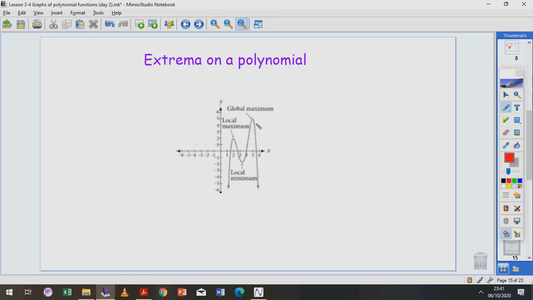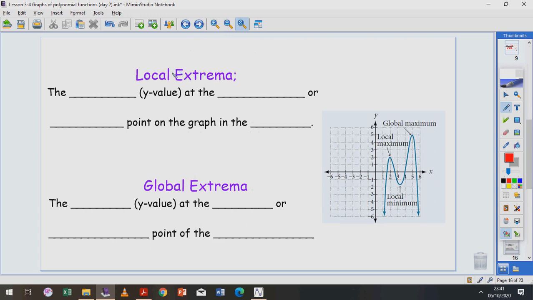Alright, extrema on a polynomial. Extrema can be a global maximum, which is the highest point in the whole range, or a local maximum, which is the highest output value around that x value. Let's talk about it more.